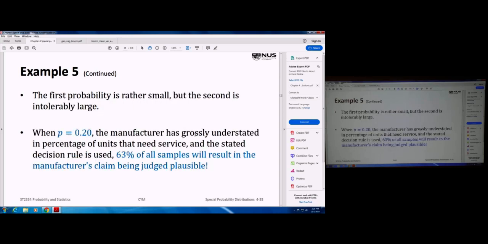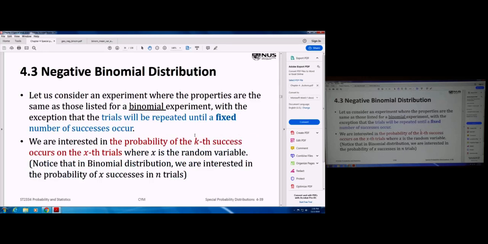So when P is 0.2, this manufacturer has basically understated the percentage of units that need service, and the stated decision rule is used. Basically, 63% of all samples result in the manufacturer's claim being judged plausible, which is kind of unreasonable. Okay, very good. That's taken us to the end of our examples on the binomial distribution.